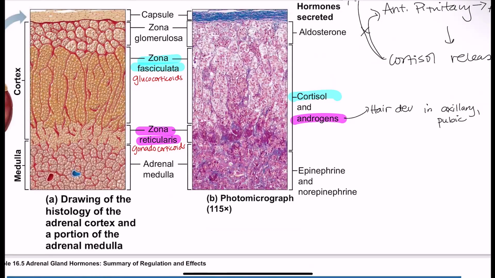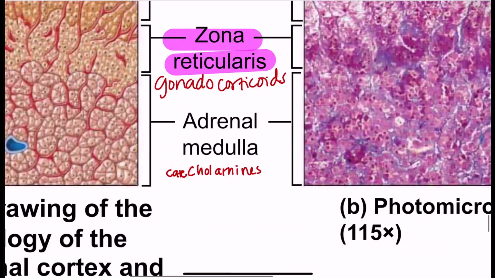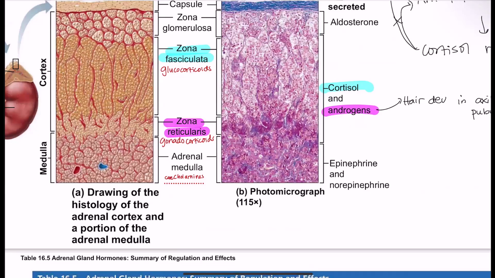The medulla is a bit less exciting. There's one layer, the medulla, the adrenal medulla, and it produces a group of hormones. That group of hormones are called catecholamines. Catecholamines, we already know what these are. They are epinephrine and norepinephrine.